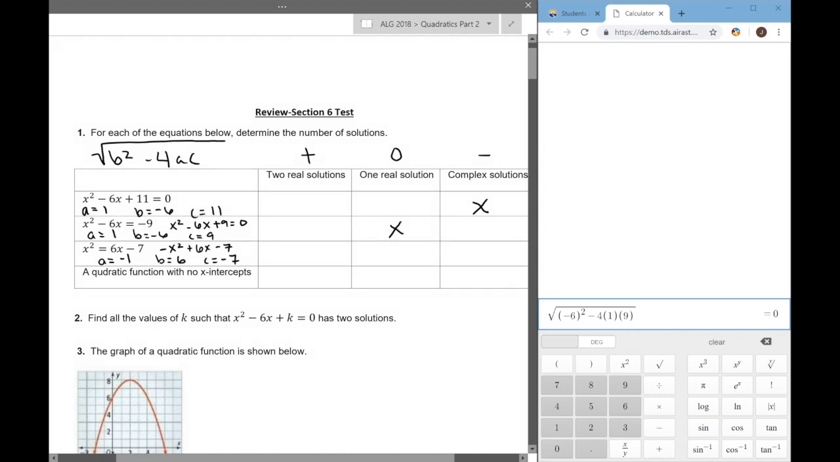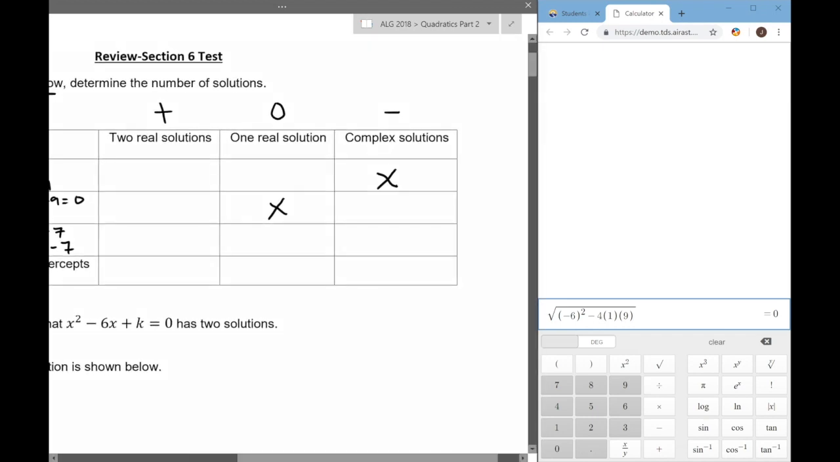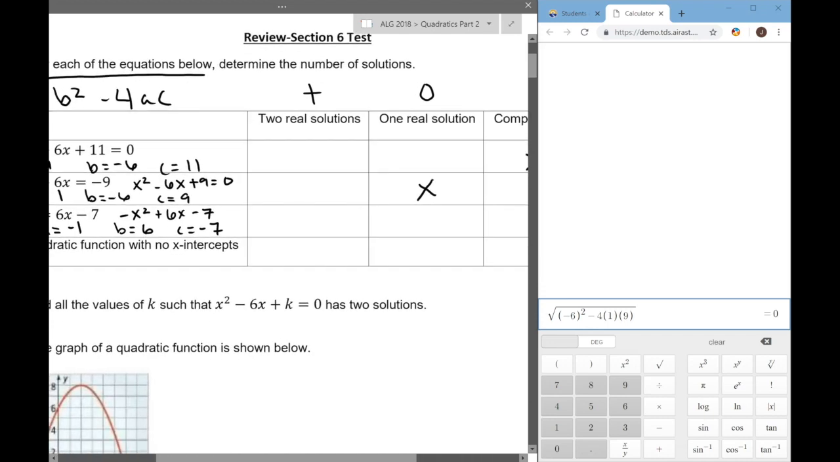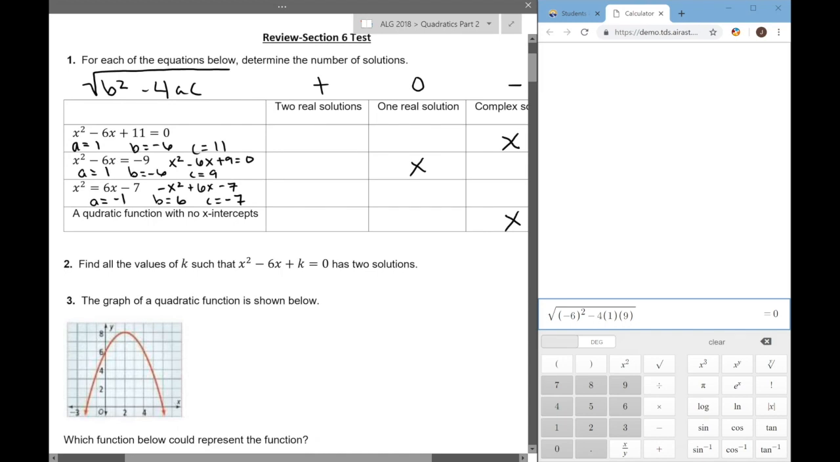The last one says a quadratic function with no x-intercepts. So if it has no x-intercepts, that means it has no solutions, which is complex. So the only one you're doing is number 3 on that one. Let's do number 2 now.